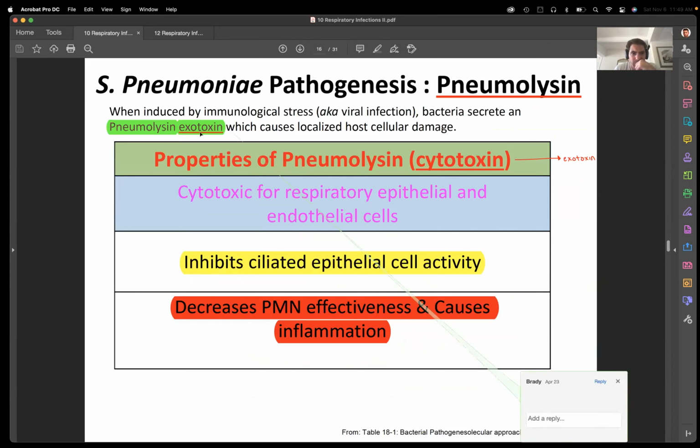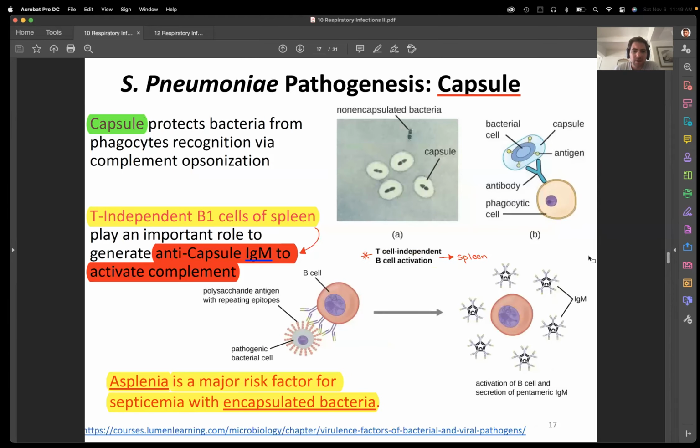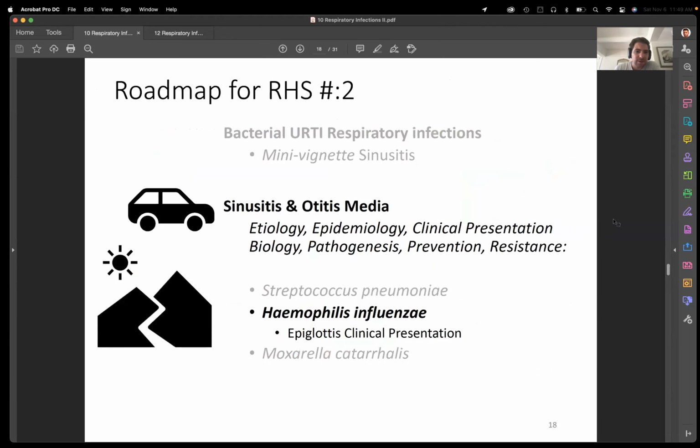Pneumolysin is another one as well, right? An exotoxin. So it's cytotoxic to the cells. So that's always problematic. Decreases your neutrophils and their ability to fight the infection. Capsule there as well. We kind of talked about that. Problems with people that don't have a spleen. So you're thinking people with sickle cell and stuff like that.